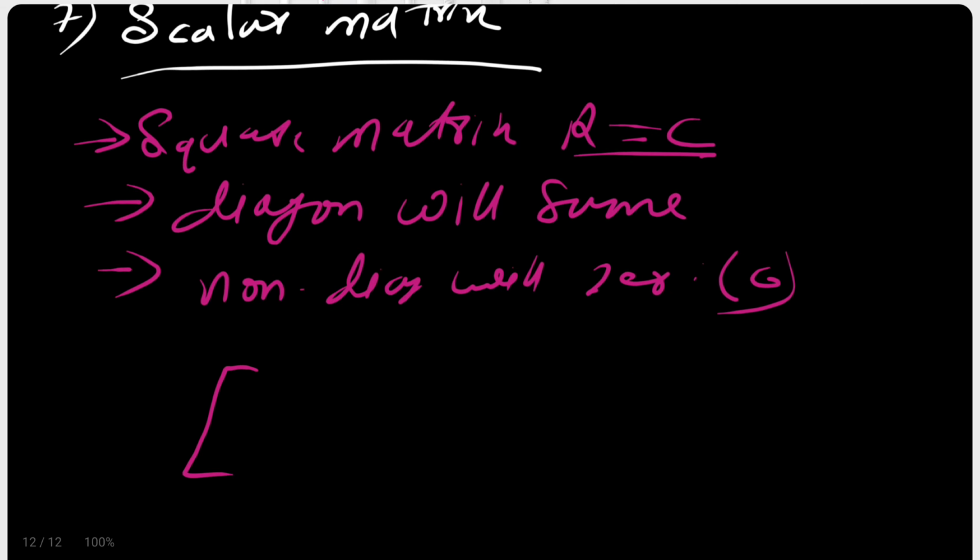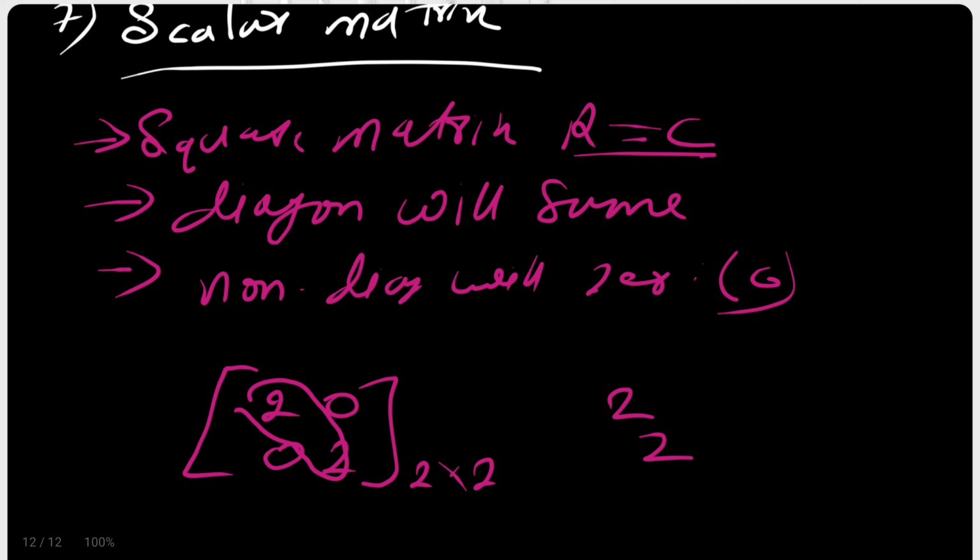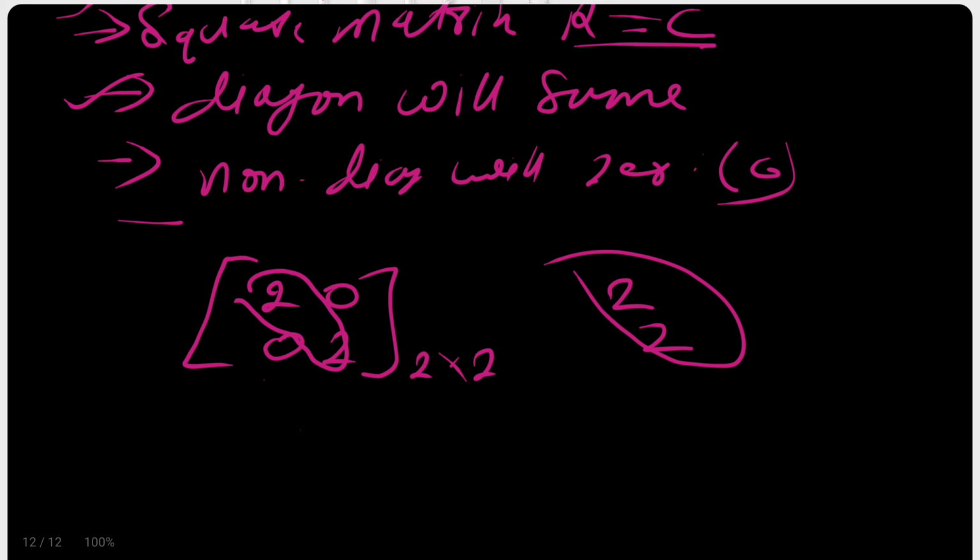For example, let me explain. Suppose this is 2 0 0 2. It is a square matrix, 2 rows and 2 columns. And the diagonal is there, 2 2. First rule is satisfied: it is a square matrix. It has the same diagonals, 2 and 2. The third rule is non-diagonals will be 0, and the non-diagonals are 0 and 0. That means it is our scalar matrix.